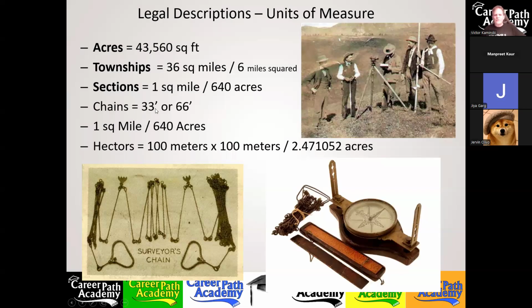A chain is either 33 feet in length or 66 feet in length. That's the surveyor's chain here. It is, yes, an actual chain with handles at both ends, and they stretch it out to take their measurements. It's basically like an old-fashioned measuring tape. The two-man team, one would grab one end, one would grab the other, and they would stretch it out.